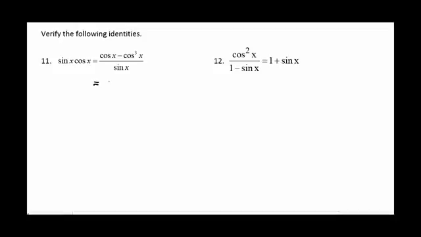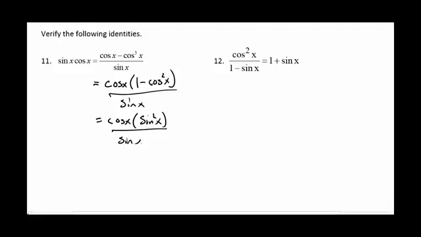So number 11, the trick here is we're going to factor out cosine from the numerator. 1 minus cosine squared over sine x. Then we're going to convert that 1 minus cosine squared into sine squared. Now one of those sines is going to divide out, and I'm left with cosine times sine. And mathematically, switching order does not change the value of a product. So they match, and I am done.